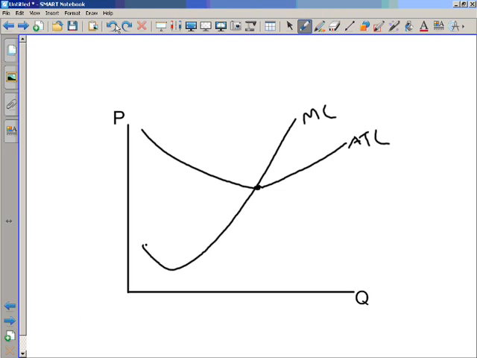Next, we have the shape of the variable cost curve. The average variable cost curve falls and then rises, and as it increases in quantity, AVC approaches the average total cost curve, but they never touch.